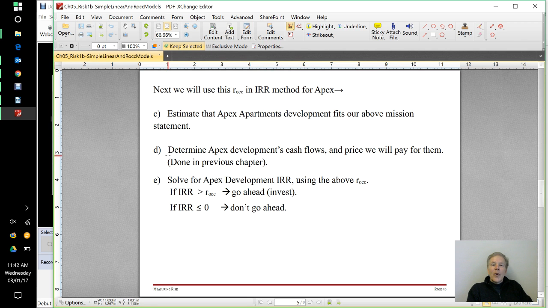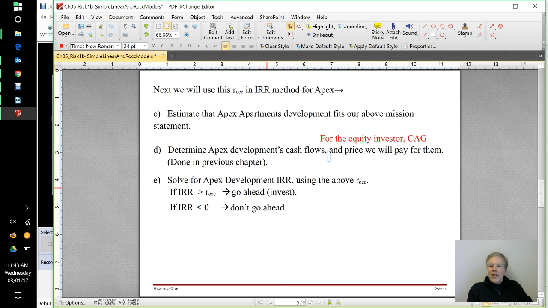So now for the Apex project, what do we have to do? We have to determine all of the development's cash flows and the price that we will pay for them, as we have done previously with Apex. And again, remember, all the development's cash flows for the sponsor, the equity investor, CAG, and CAG is of course also called the sponsor.